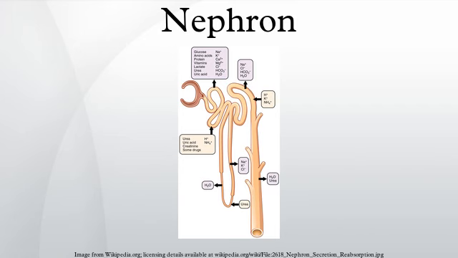The ascending limb of loop of Henle is divided into two segments. The lower end of the ascending limb is very thin and is lined by simple squamous epithelium. The distal portion of the ascending limb is thick and is lined by simple cuboidal epithelium. Thin ascending limb of loop of Henle, thick ascending limb of loop of Henle, distal convoluted tubule.